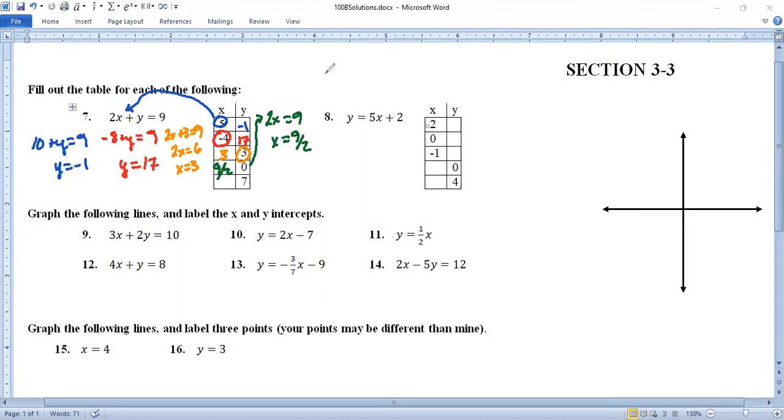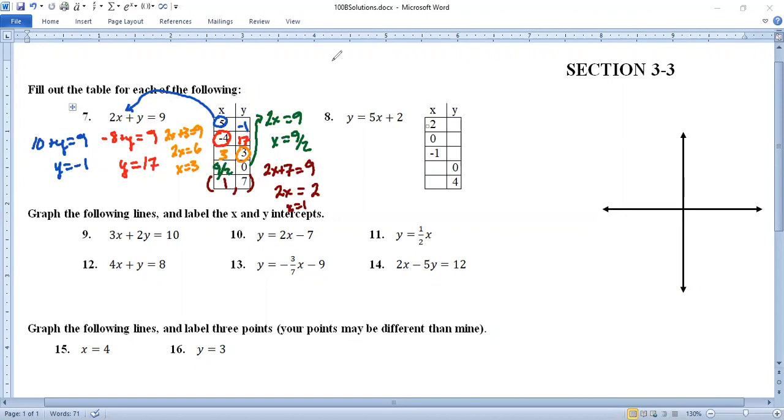And the last one, we stick 7 in for y, and we get 2x plus 7 equals 9. Subtract 7 from both sides, and we get 2x equals 2. Gives us x equals 1. There we go. That's filling out that table. And all of these points, (5, -1), (-4, 17), (3, 3), (9/2, 0), (1, 7). Those points, when coordinates are put in parentheses like that, are all points on this line.